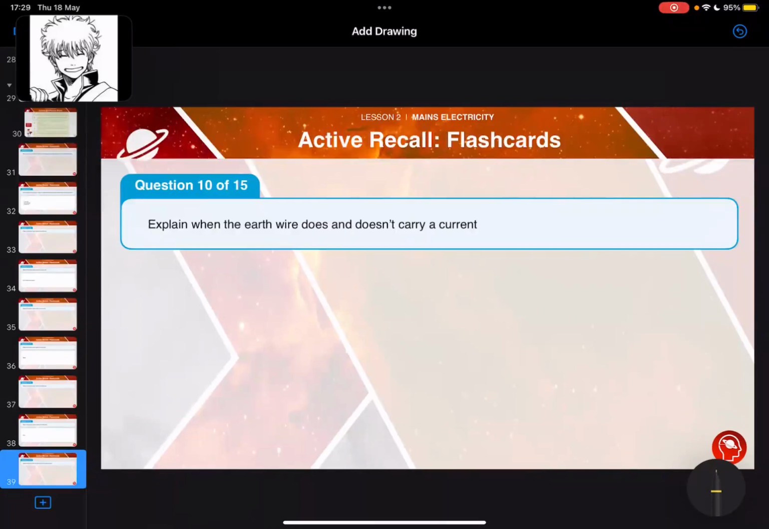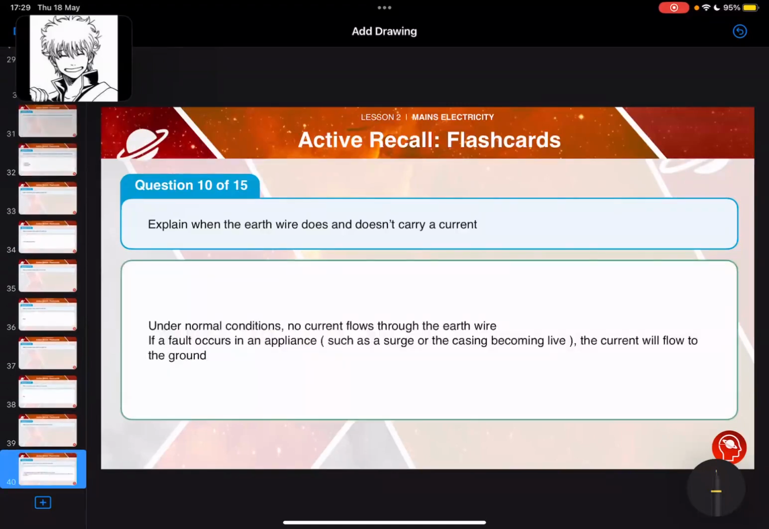So why does the earth wire not conduct any current, and does it at any point, and why does it if it does? It only conducts it to the ground as a safety precaution. Yeah, exactly. Because it transfers all the voltage to the ground if the voltage becomes out of control or something. Yeah, correct. So that's a really good answer.